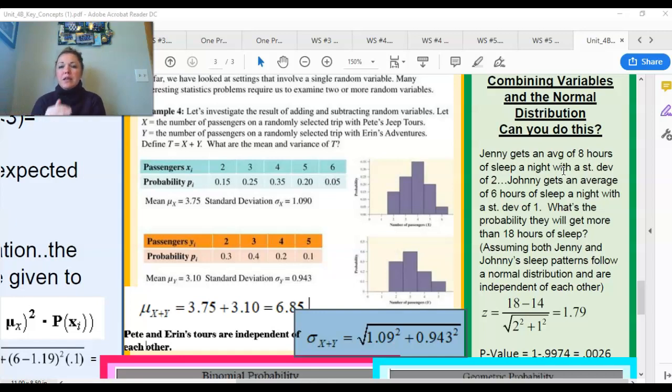Remember, whenever you see normal, think ZOMs. You're going to be finding a z-score, you're going to be going to the table, and you're going to be finding a probability, a p-value, okay?